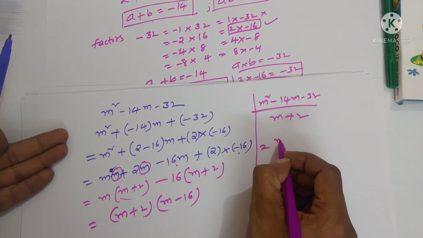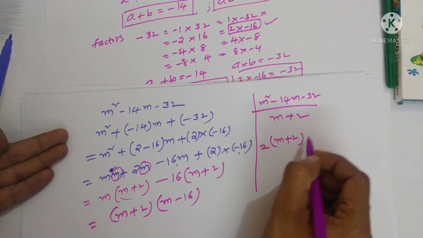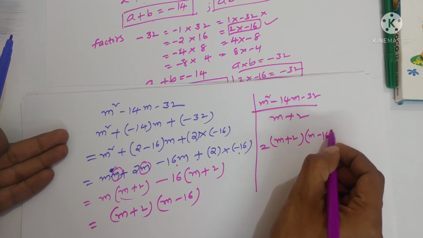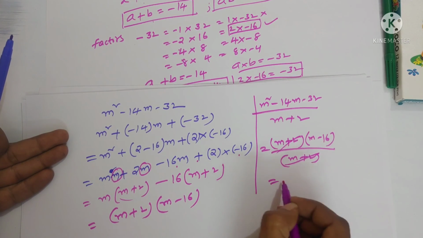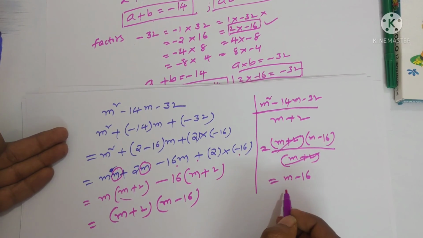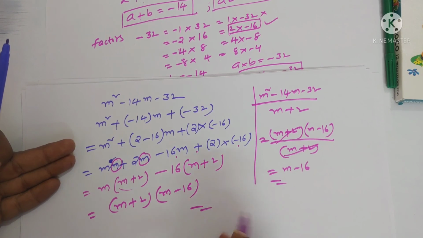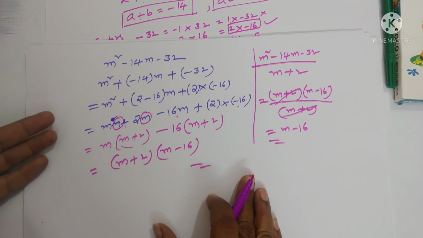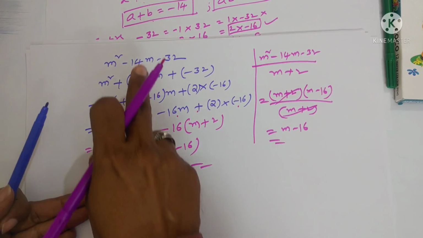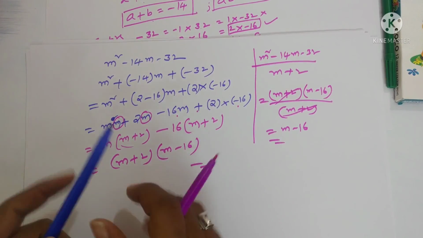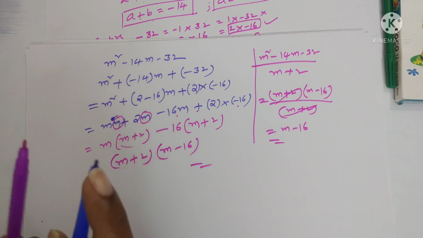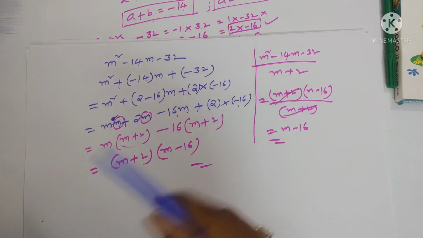Okay, now the actual division is m square minus 14m minus 32 divided by m plus 2. Now that numerator can be written as m plus 2 into m minus 16 divided by m plus 2. M plus 2 gets cancelled. We get m minus 16. Okay children, this is how we have to divide one expression by another expression. Division of expression by expression.